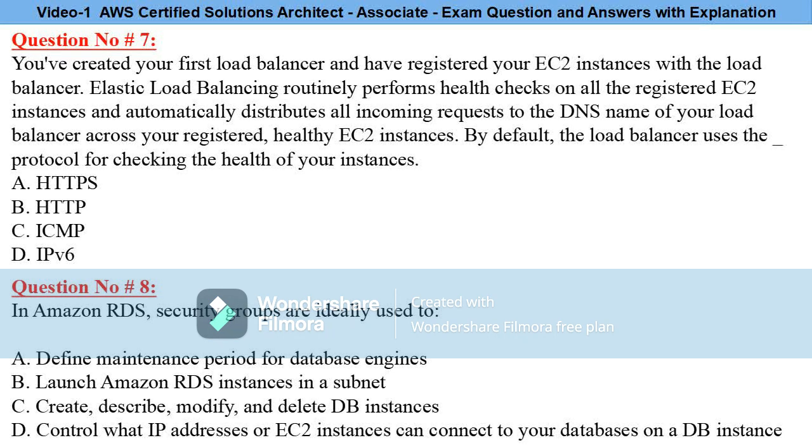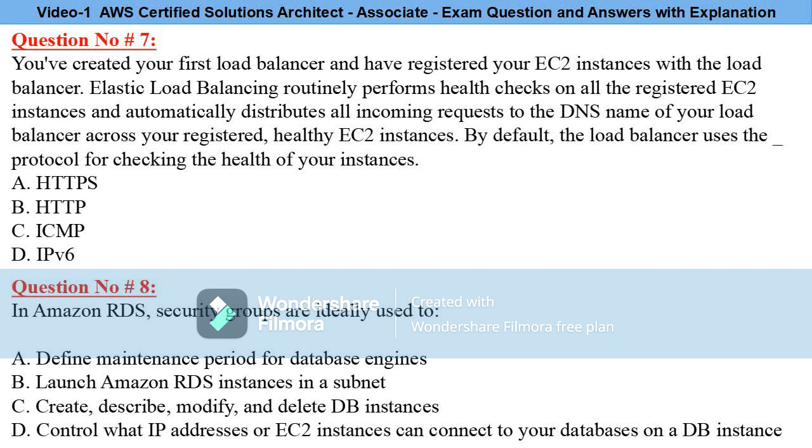Question 7. You have created your first load balancer and have registered an EC2 instance with the load balancer. Elastic Load Balancing routinely performs health checks on the registered EC2 instances and automatically distributes all incoming requests to the DNS name of your load balancer across your registered healthy EC2 instances. By default, the load balancer uses which protocol for checking the health of your instances: HTTPS or HTTP, ICMP, or IPv6? We'll check all the answers at the end.